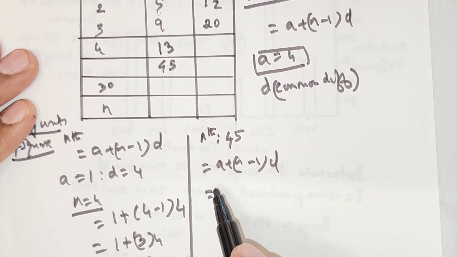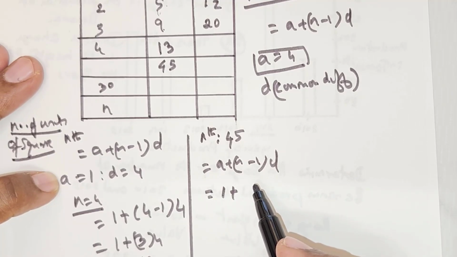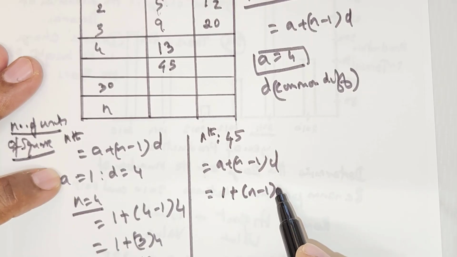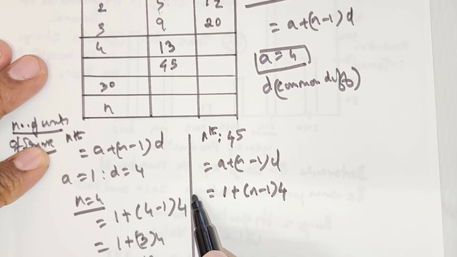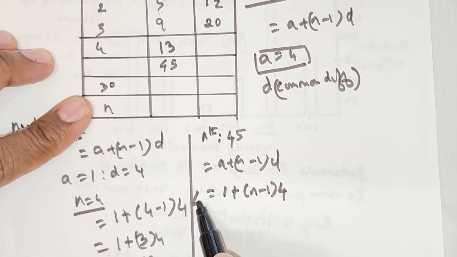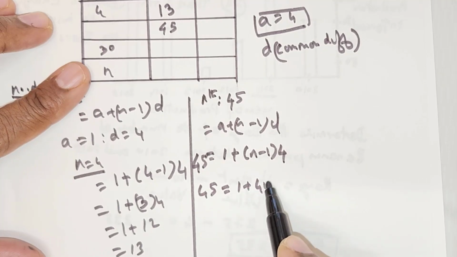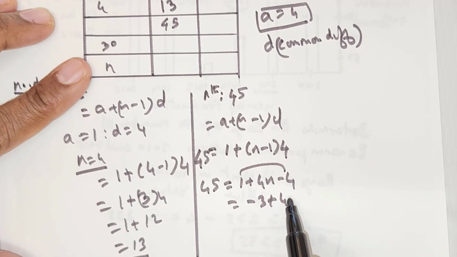So the first term is 1. We are not given the value of n; we need to find it. The common difference is 4, and the term is given: it's 45. So 45 is equal to 1 + 4 times (n − 4). You add these two together, you get −3 + 4n, and you have 45 here.